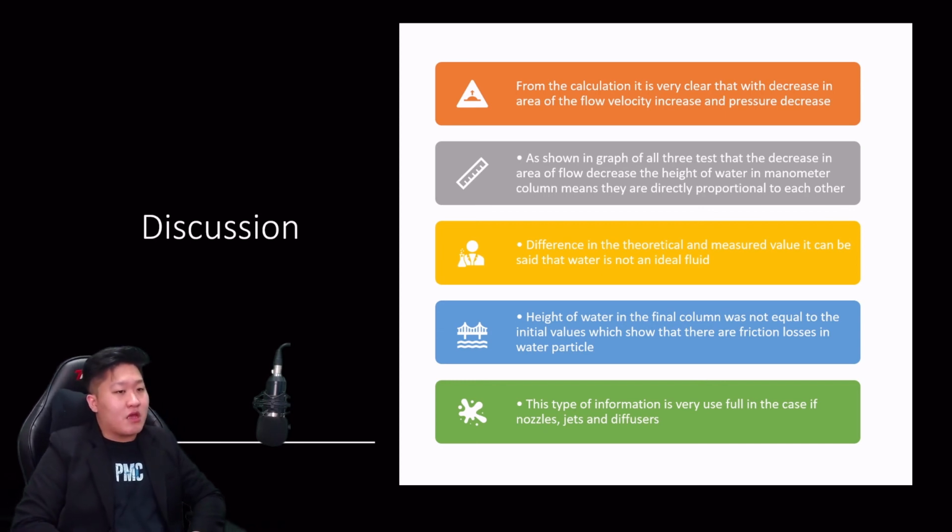Last but not least, the head of water in the final column was not equal to the initial value, which shows that there are friction losses in the water particles. The last discussion is that this type of information is very useful in the case of nozzles, jets, and diffusers.